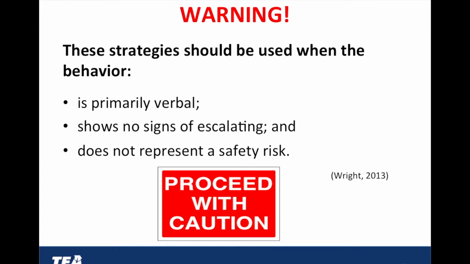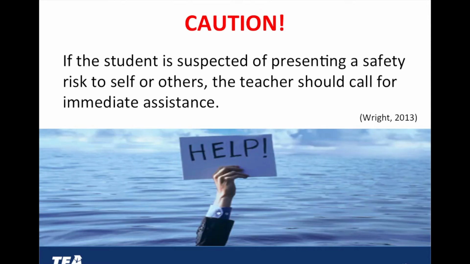These strategies should be used when the behavior is primarily verbal, shows no signs of escalating, and does not represent a safety risk. It is important to note the type of disruptive behavior. Most importantly, ask yourself if this situation poses a safety risk to you or your students. If the student is suspected of presenting a safety risk to self or others, the teacher should call for immediate assistance. It is important to know when you need outside assistance to keep from getting hurt or having someone else get hurt in your classroom.